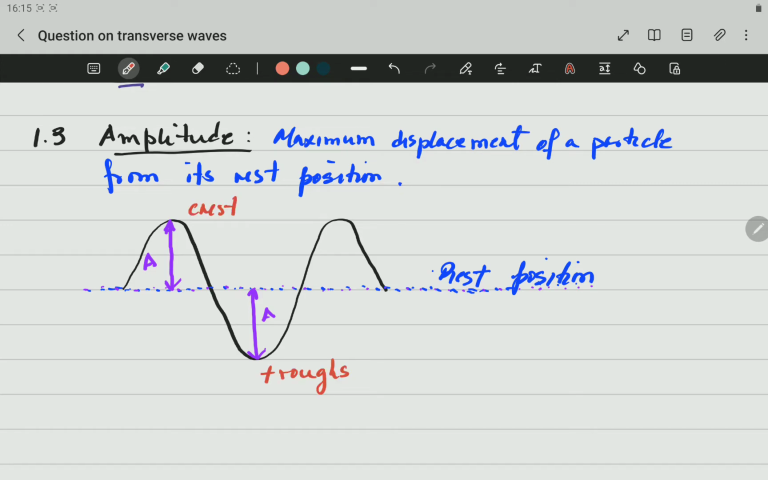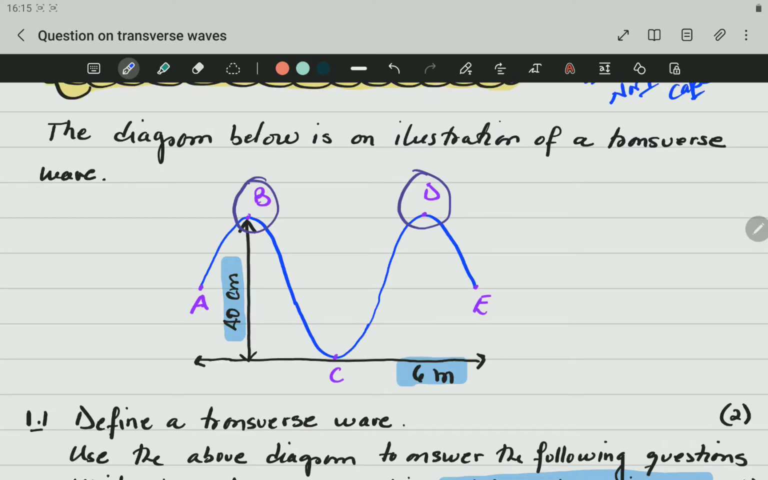And those maximum points at the top are called crests, and the ones at the bottom are called troughs. So this is a trough, this is a crest, and this is another crest. So the distance from rest position to a crest, or the distance from rest position to a trough, is what we call amplitude. So if we go to the question, they are giving the distance between B and C. So they're giving us the distance from a crest to a trough. The amplitude will be half that distance.